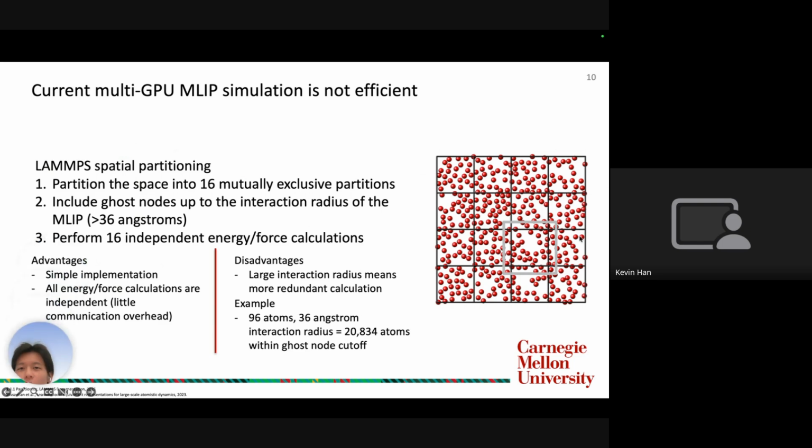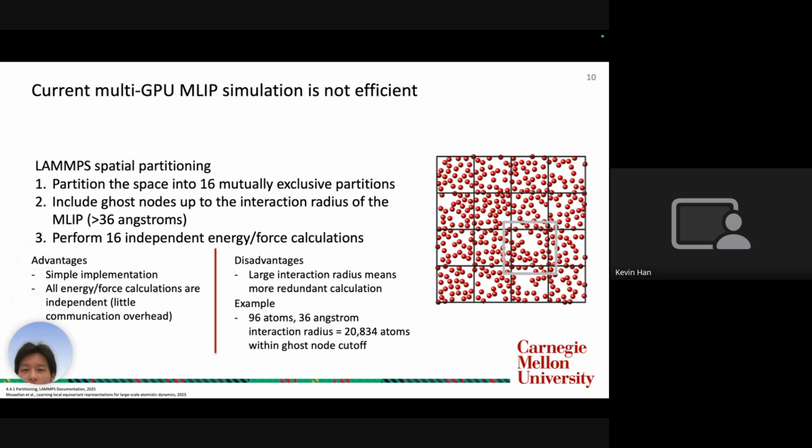And so if we take a look at how people currently do multi-GPU MLIP simulation, typically the primary workhorse for this is LAMMPS. And for the rest of this talk, I'll denote this as LAMMPS spatial partitioning. The method is quite straightforward. What LAMMPS does is it first partitions space into n, in this example, 16 mutually exclusive partitions, denoted by these black boxes here. And then it will expand each of these mutually exclusive partitions to incorporate these ghost nodes or border nodes or halos, whatever you like to call them. We perform this expansion, which is this gray box right here, beyond our initial mutually exclusive partition.